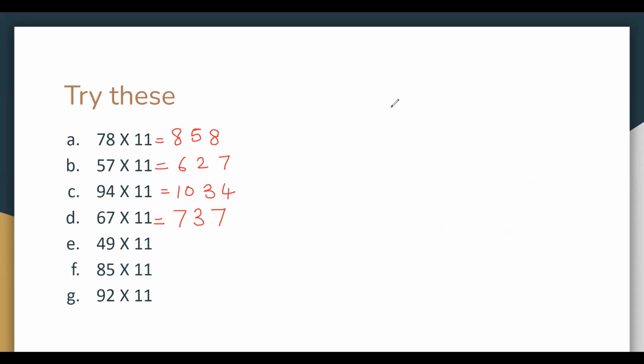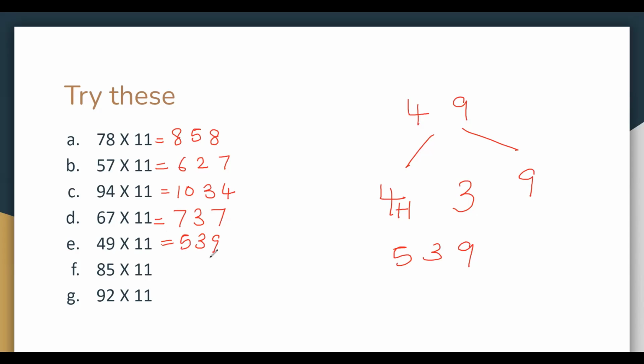For 49 into 11, let me show you over here. So we split the numbers 4, 9, and then add them. So 9 plus 4 is 13. So we put the 3 over here and plus 1. So we get 539. So that's your answer over here. 539. Next one, 85 times 11.